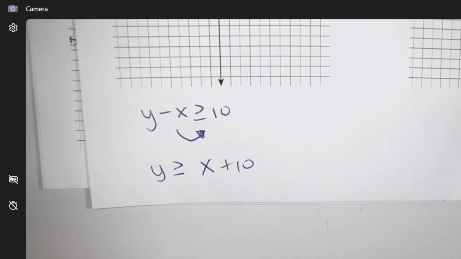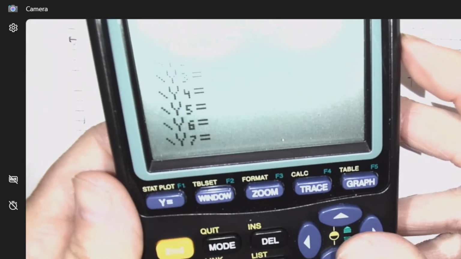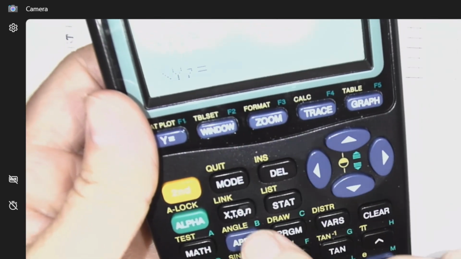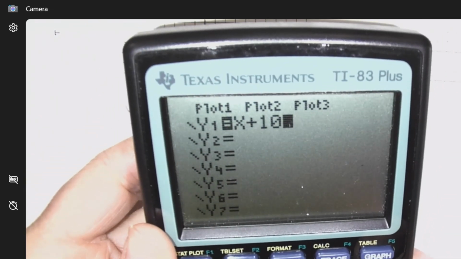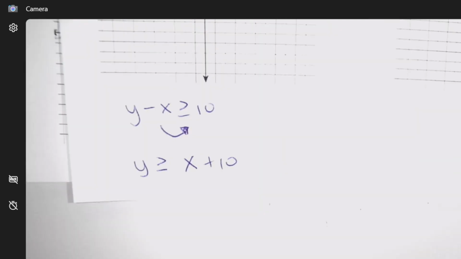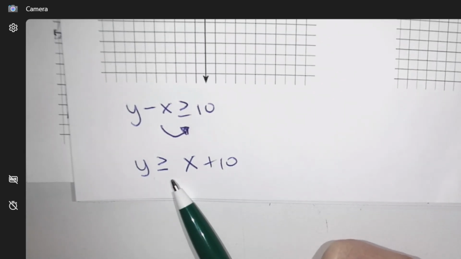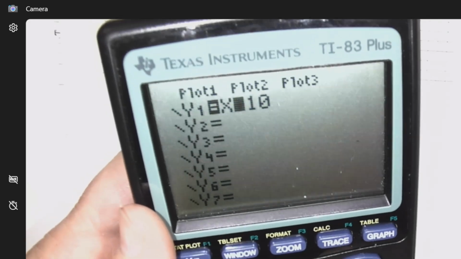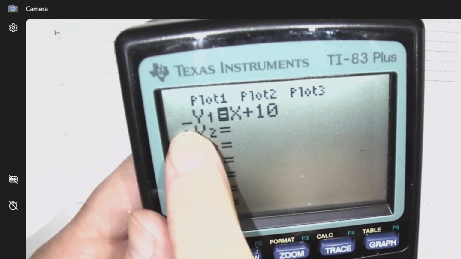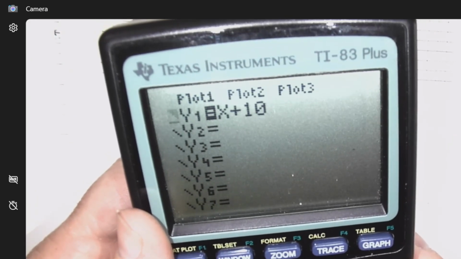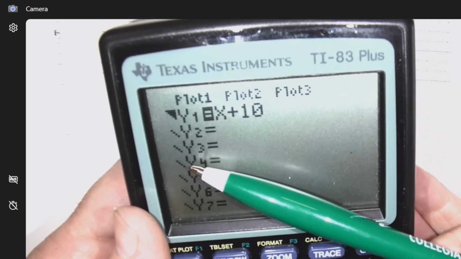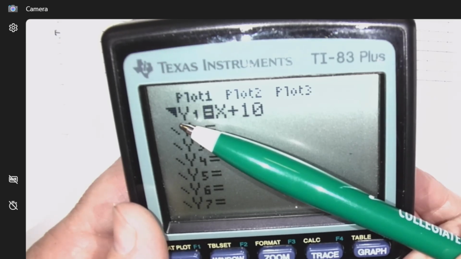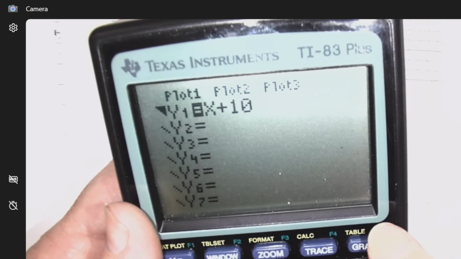Okay, ready to graph this? So y is equal to x plus 10 in my calculator. And this symbol is greater than or equal to. So I'm going to go over to the right here, and on this, I'm going to make it enter, enter. Okay, so now you can see that it's showing me a greater than direction. Good? Graph?